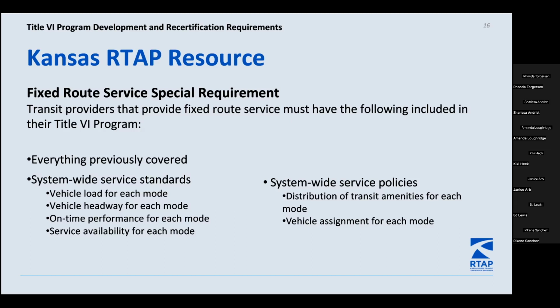So these special requirements include developing system-wide service standards and policies, if not already done so, and clearly stating them in the plan. The standards and policies should reflect the overall vision and goals of the provider, but must specifically include the things listed on the screen. I will not go into detail about each individual indicator listed here, but if anyone is interested in learning more, I can provide further information, or all of this will be covered in the resource as well when it's published.